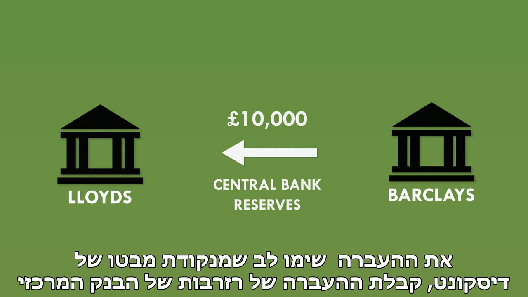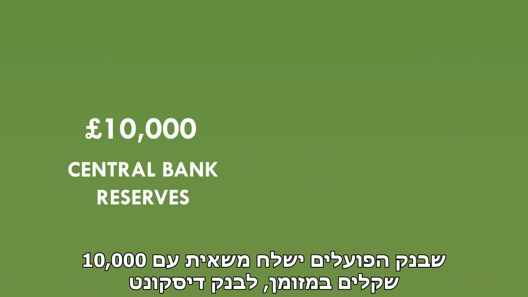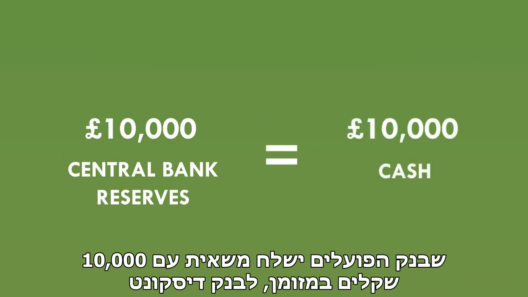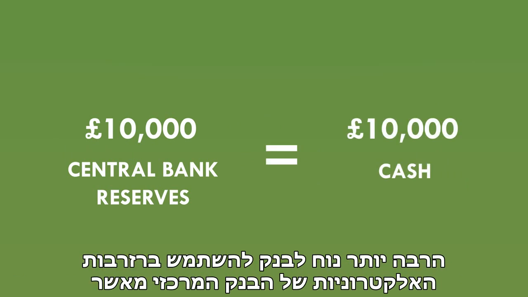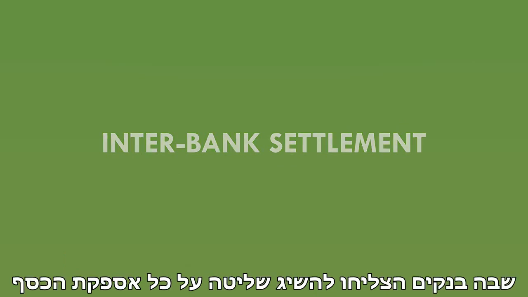Note that from the point of view of Lloyds, receiving a transfer of £10,000 in central bank reserves into its account at the Bank of England is just as good as Barclays pulling up in a truck and dropping off £10,000 in cash, although it's much more convenient for the banks to have the electronic central bank reserves than to carry around all that cash. This process of banks making payments between themselves is called interbank settlement. And it's really important to understand it because it's crucial to the way that banks have been able to gain control over the entire money supply.